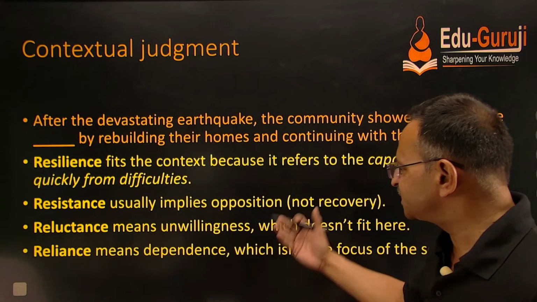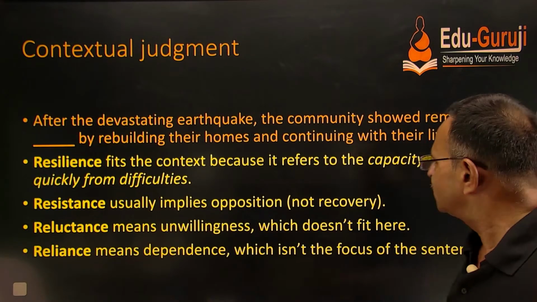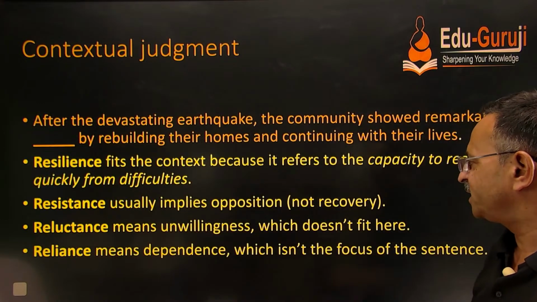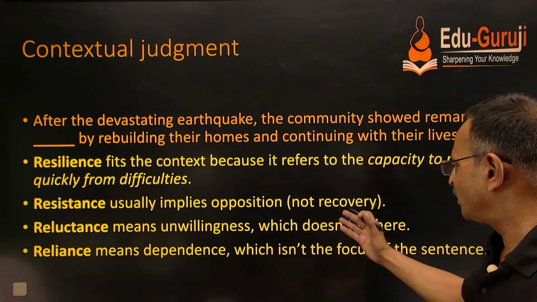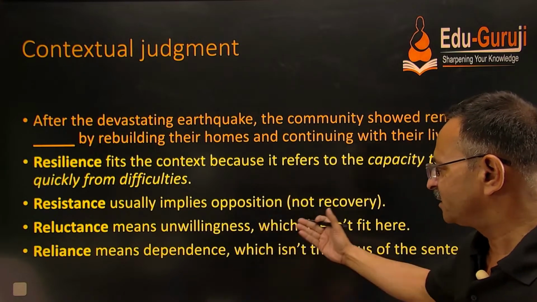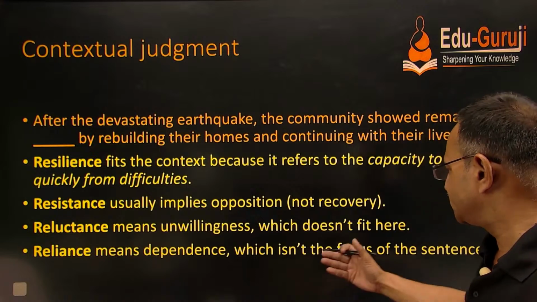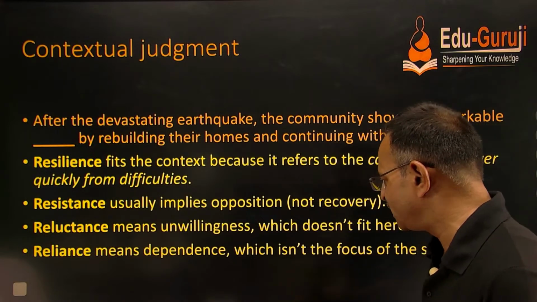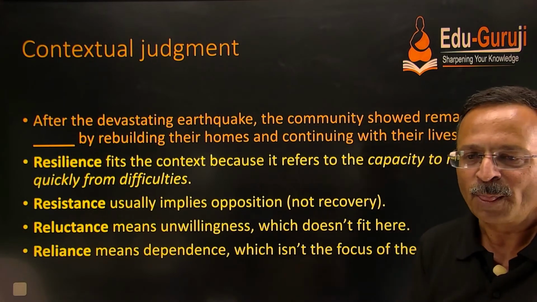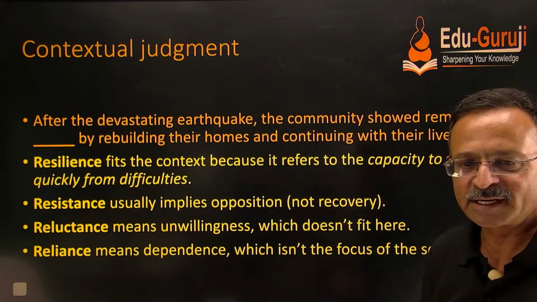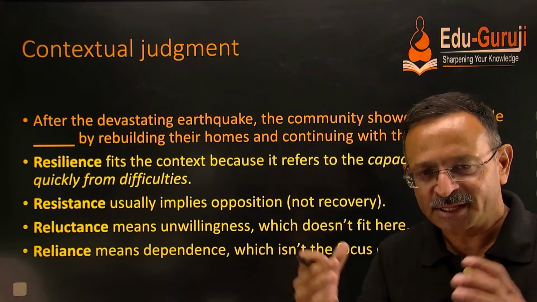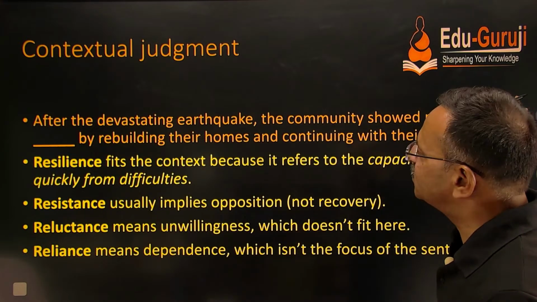So resilience fits the context because it refers to the capacity to recover quickly from difficulty. Resistance usually implies opposition, which is not recovery. Obviously, you're not resisting something. Reluctance means unwillingness, which does not fit here. And reliance means dependence, which isn't the focus of the sentence. I hope it is clear to you. So the right word would be resilience. This talks about our contextual judgment, what we can use in the context. Let's see what the other thing is.